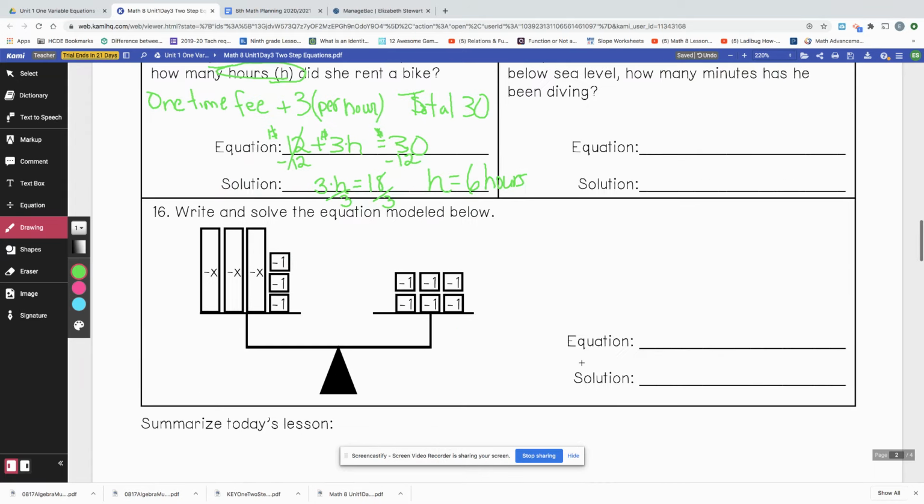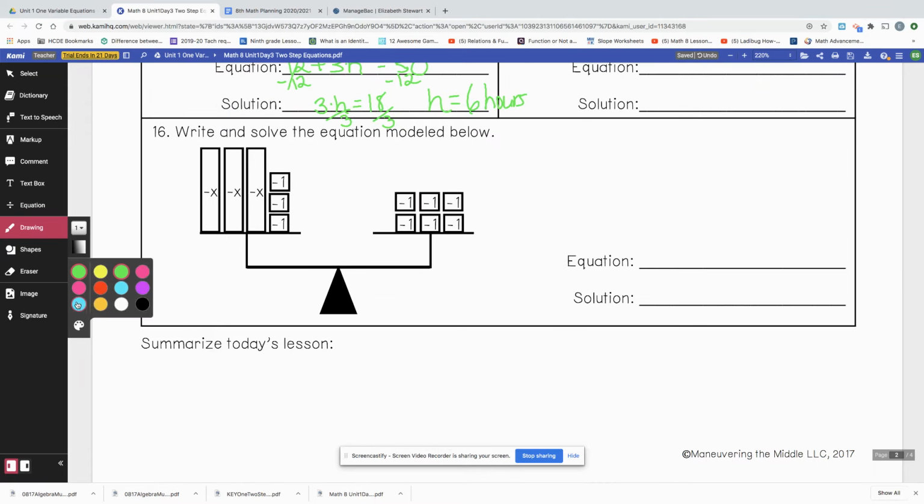Skip number 15. Look at number 16. I do love these algebra tile problems. We have 3 negative x's, 3 negative x's, and 3 negative 1's. We see this balance right there. That's a fulcrum. It's keeping it balanced. So there's my equal sign. The right side, I have 1, 2, 3, 4, 5, 6 negative ones. So there's my equation to translate from an algebra tile model to an equation.